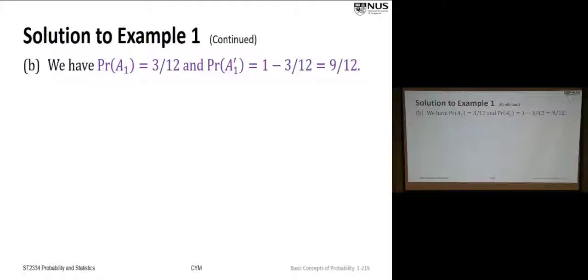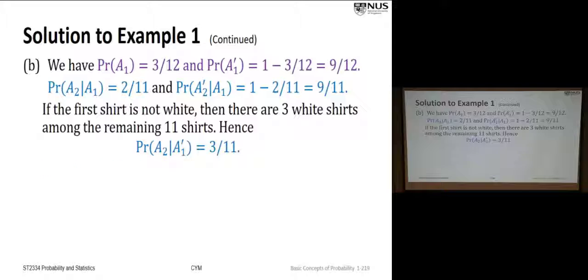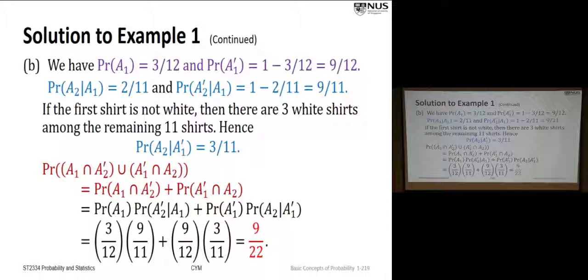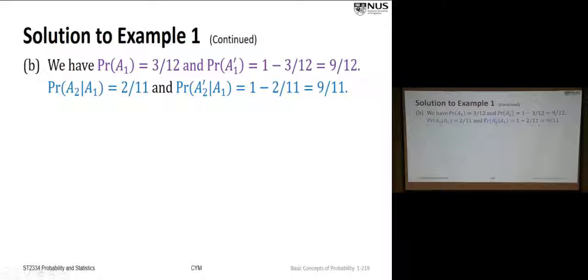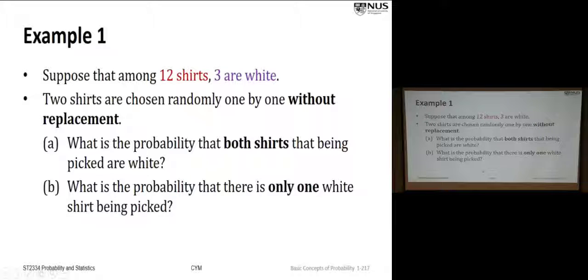All right, part B. So we want to calculate probability A2, right? This is what we just mentioned. So the answer is 9 over, right. So, okay, sorry. This one is not one. Okay, what was the question, part B? What is the probability only one white shirt?